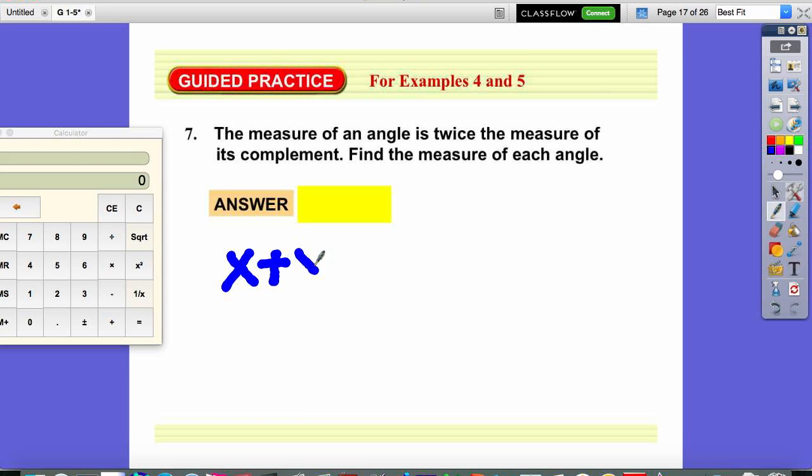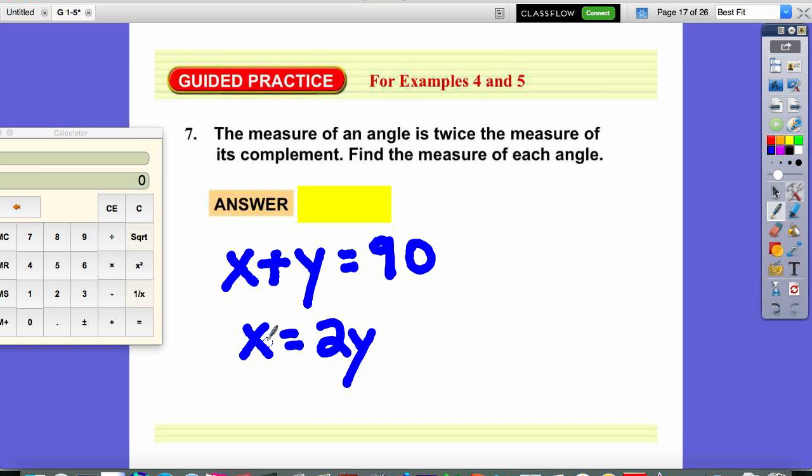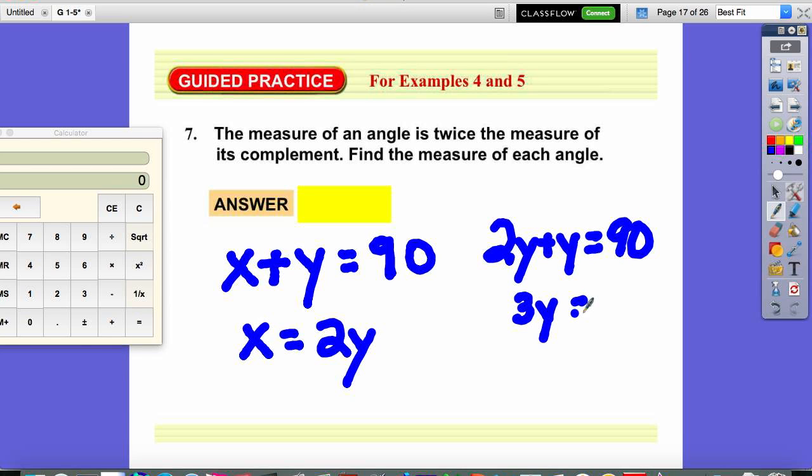So x plus y equals 90. Okay? So the measure of an angle is 2 times y. So now we can use substitution. So 2y plus y equals 90. So 3y equals 90, y equals 30, and then the other angle would be 60.